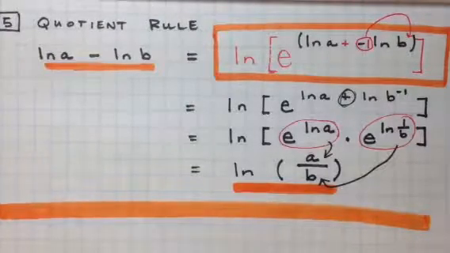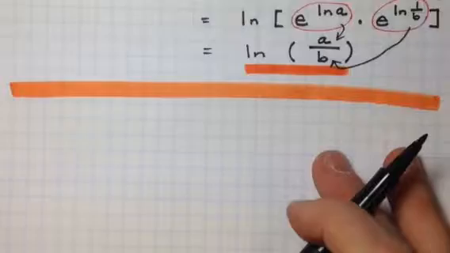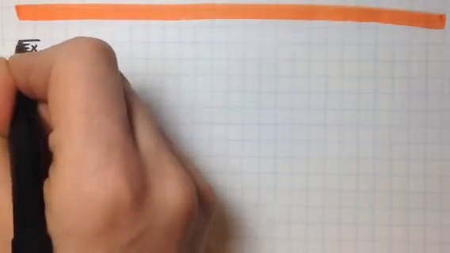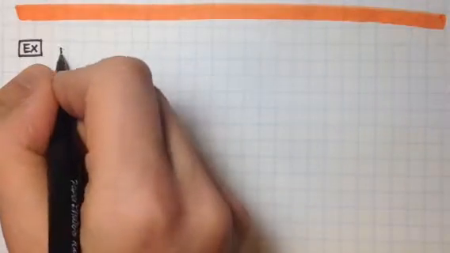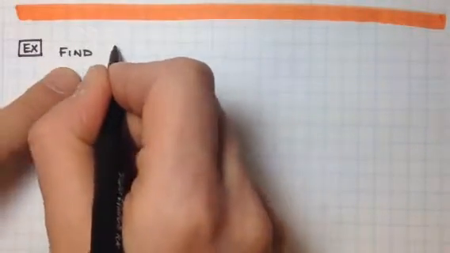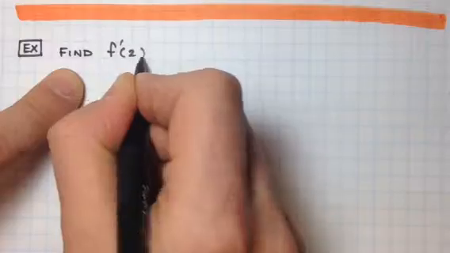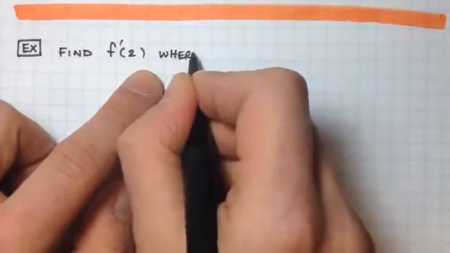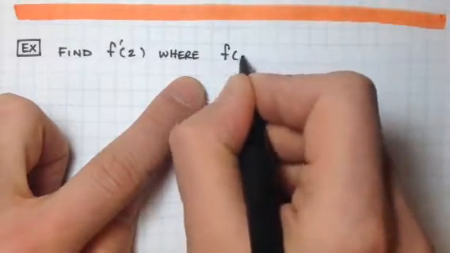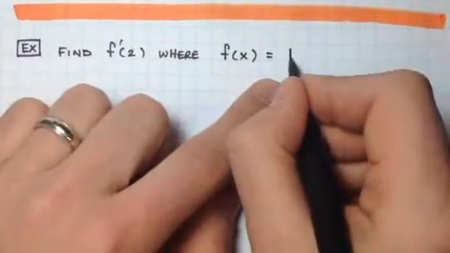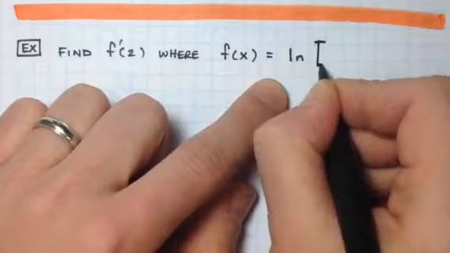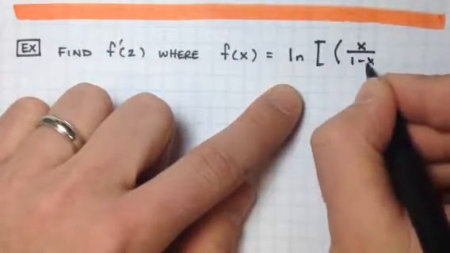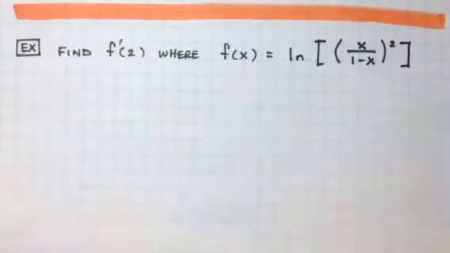Okay, so now let's look at an example where this property is going to be helpful to us. I want you to find f prime of 2, where f is a function that is defined as the natural log of x divided by 1 minus x, the quantity squared.